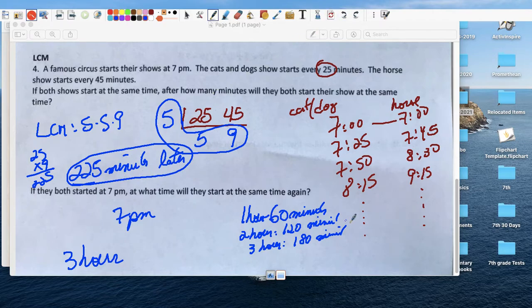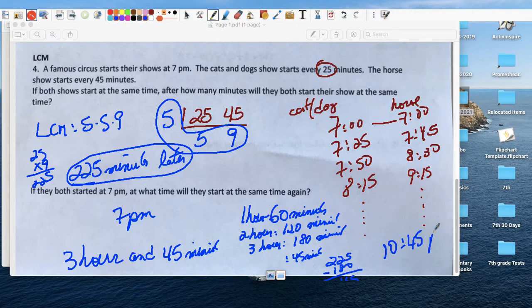So let's subtract 225 minus 180, and that's going to get us 45. So it's going to be 3 hours and 45 minutes, almost 4 hours. So if it's 7 o'clock right now, and I tell you 3 hours and 45 minutes, come back and you can catch both shows, it's going to be 10:45 p.m. Okay.